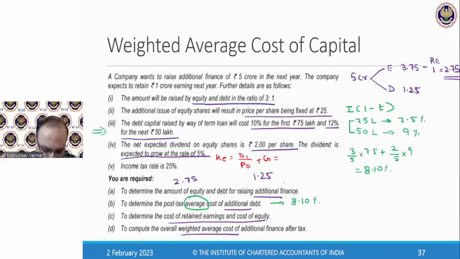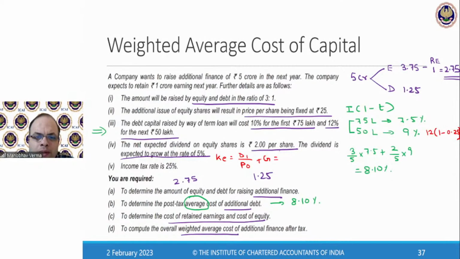So what is given to us, guys? D1. Sharon says 50 lakhs, it's 6%. How 6%? Tax is given to us as 25%, right? So 12 into 1 minus 0.25, it should be 9. Sharon, you can check your calculation again.